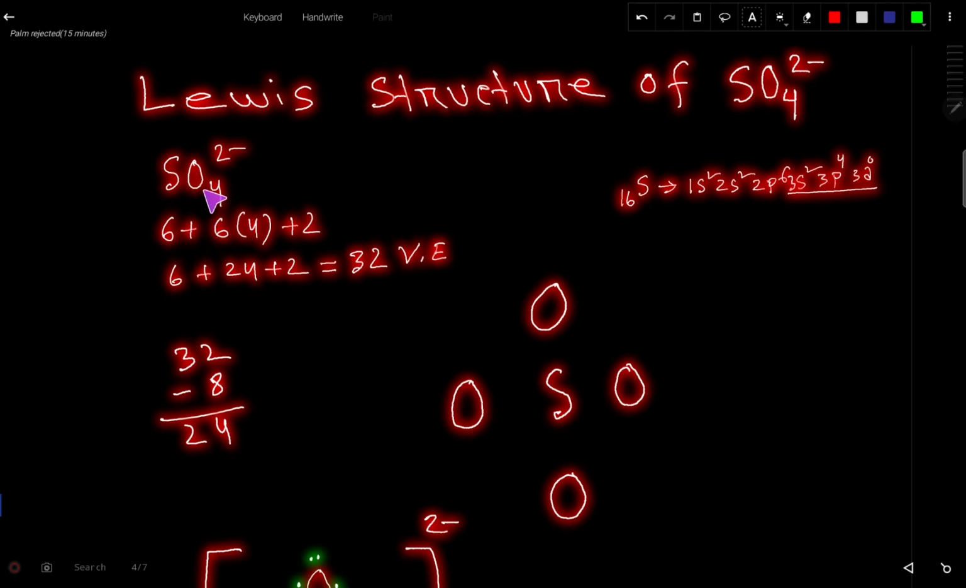Oxygen is an element of 6A, that is why it has 6 valence electrons, but here we have to multiply by 4 because we have 4 atoms of oxygen. And for the two negative charge, we need to add 2 extra valence electrons. So basically, if you add, then you are getting 32 valence electrons for the sulfate ion, right?